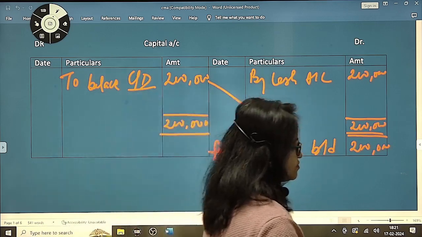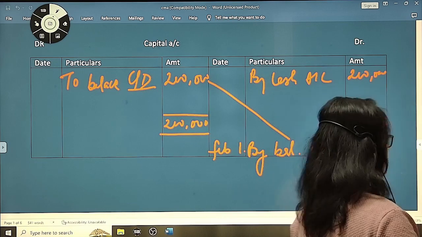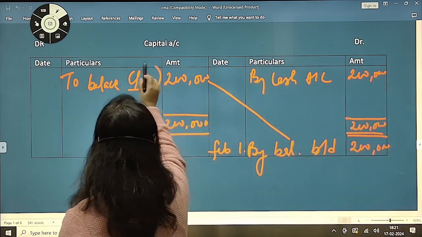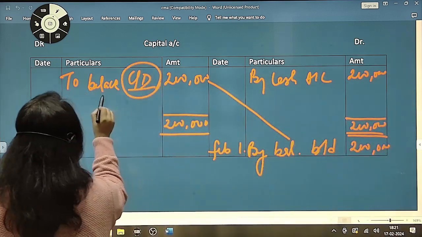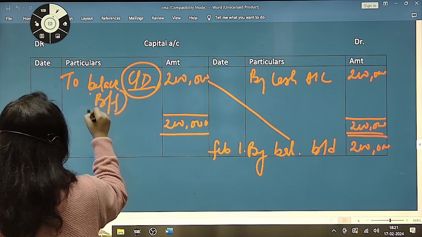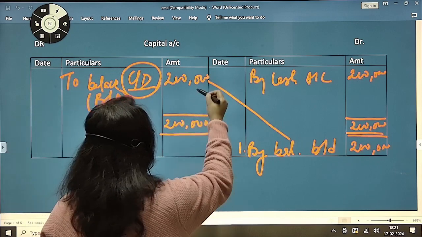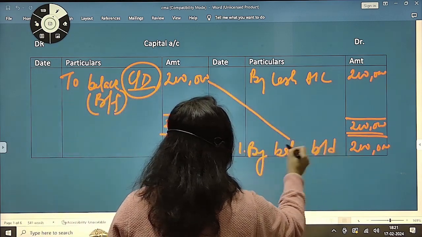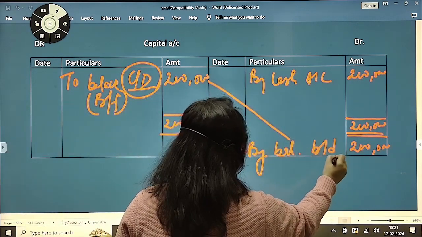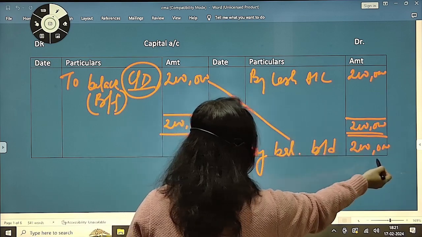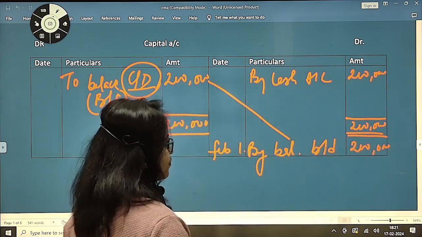Now any doubt? No, ma'am. Okay, so remember, this is CD, whatever the balancing figure we are getting. So this is BF, balancing figure. We are getting 2 lakhs here. That is your by balance BD, that is brought down. So the next month that is your 2 lakh. Right?